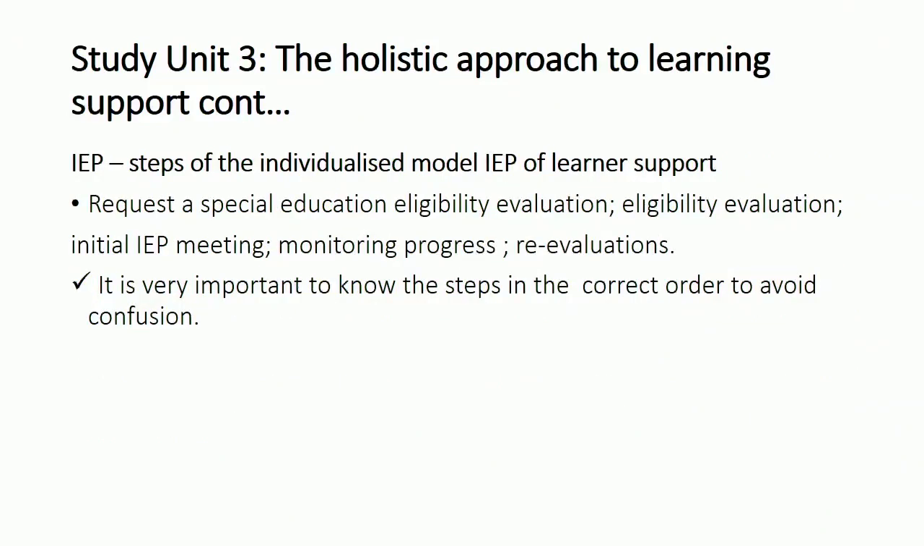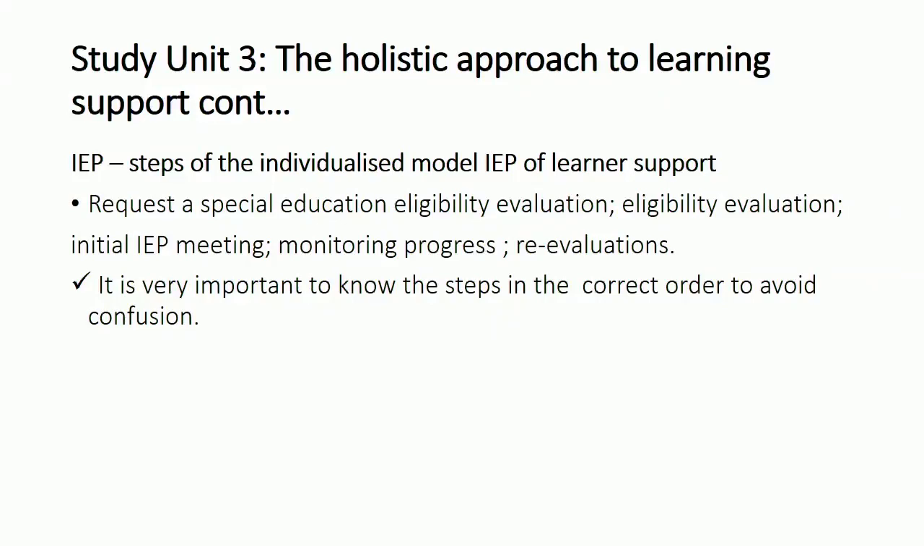We have the IEP program, which is the Individualized Education Program, and the learner support. These are also done in a special way, in the correct order, in the correct sequence. Then for doing it, you need to request a special education eligibility evaluation, then the eligibility evaluation, initial IEP meeting, monitor progress, and re-evaluation.